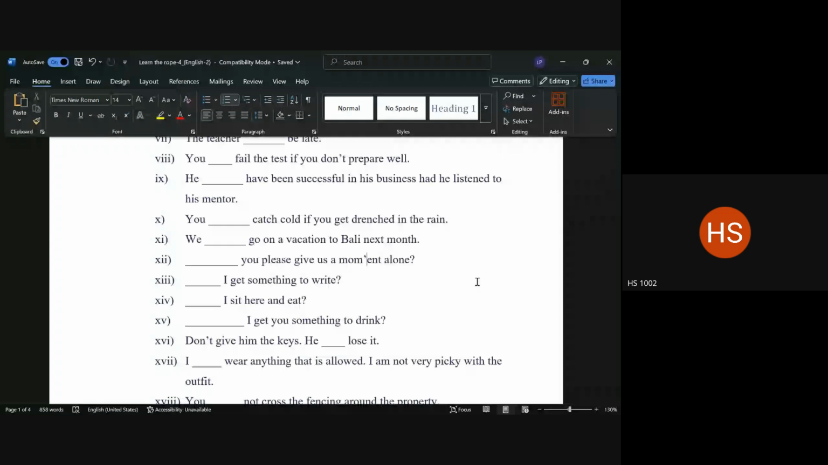You will catch cold if you get drenched. Ma'am, in this case, I think will doesn't act as a modal auxiliary. Yes, because it is more of a predictive usage, right? So when you say you will catch cold if you get drenched in the rain, someone is saying this upon previous experience. No, not about previous experience. This is more of a predictive outcome, right?